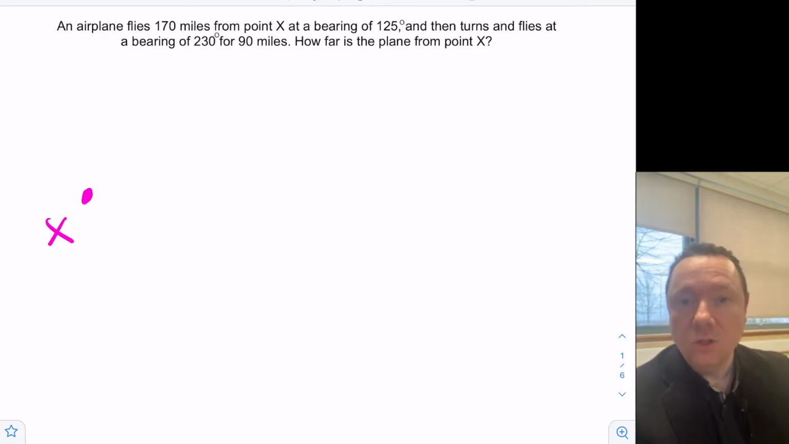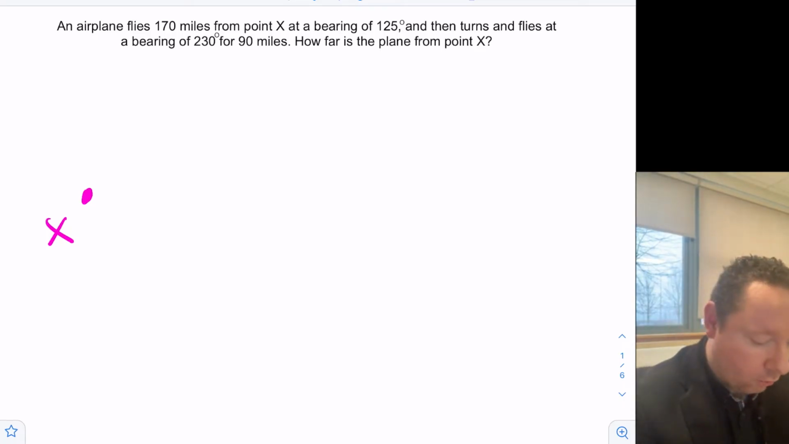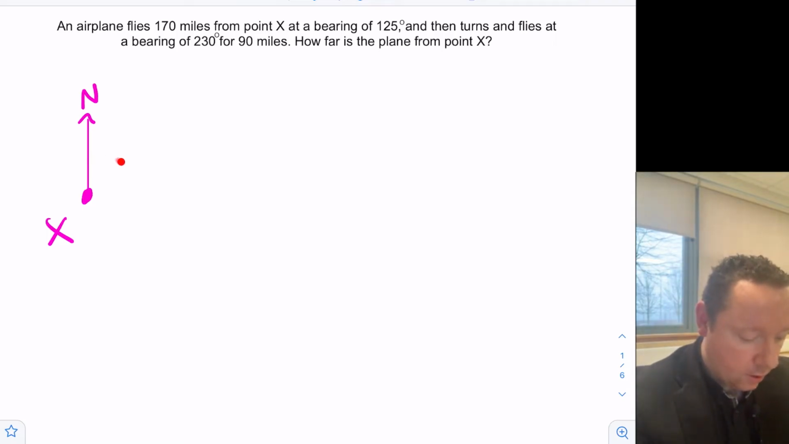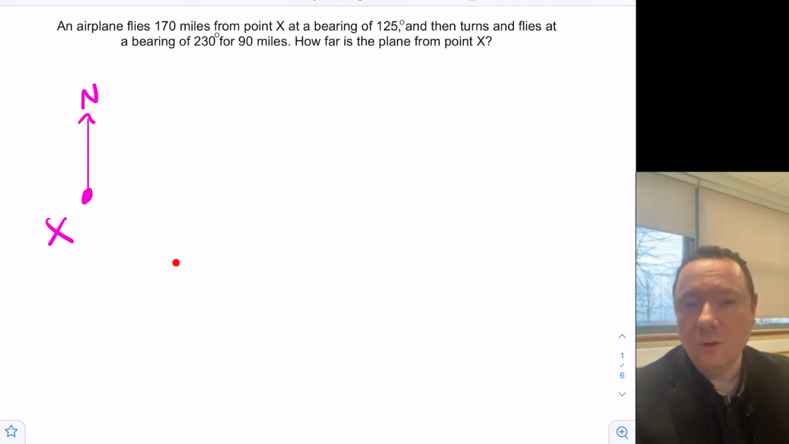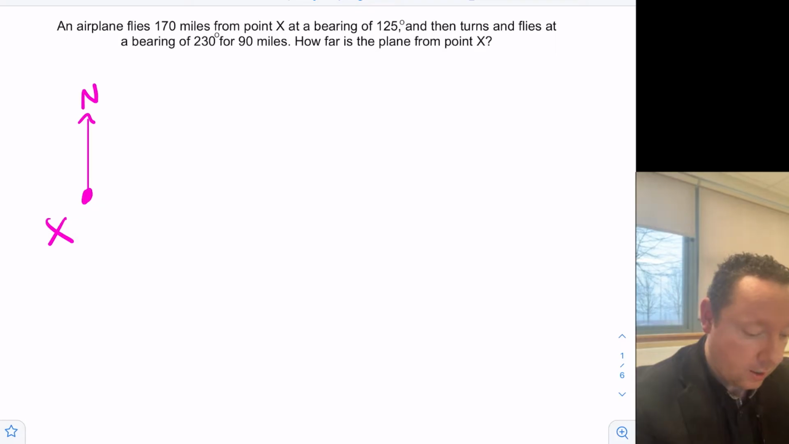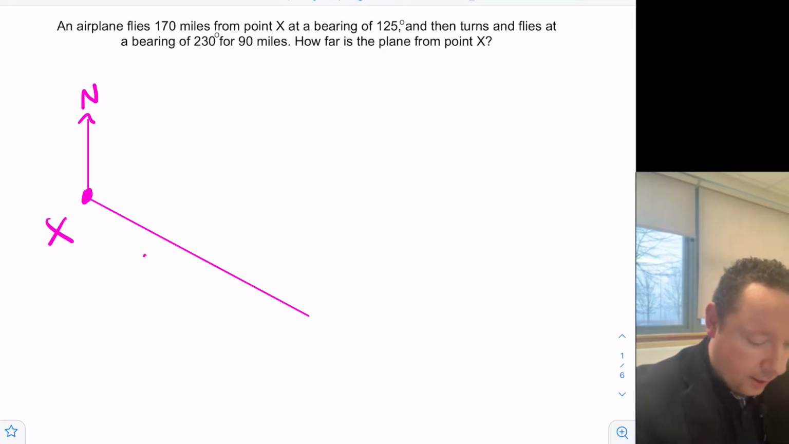A bearing is always measured from north, which is straight up. So if I draw a north line, it's always measured clockwise from north. If I mark on here 125 degrees, it means to turn round. So that's 90, and 125 is roughly here. If you were doing this for real, you would use a protractor to measure this angle. So if I draw it flying away 170 miles, my bearing here is 125 degrees.